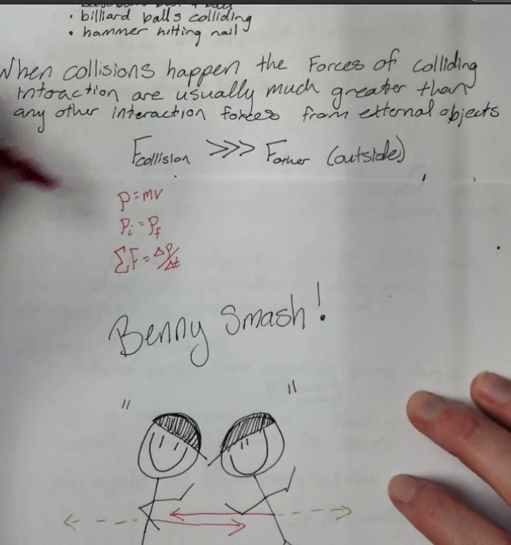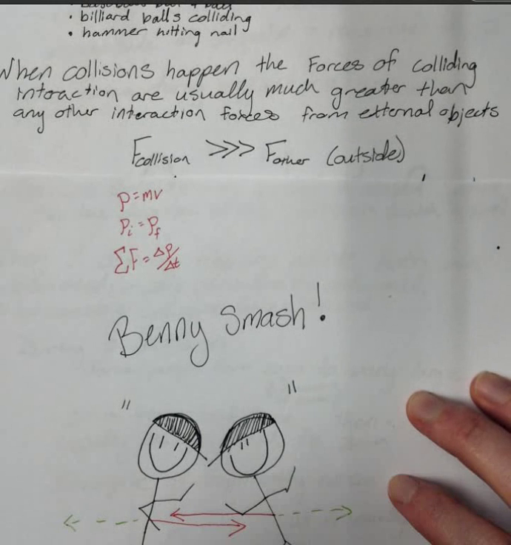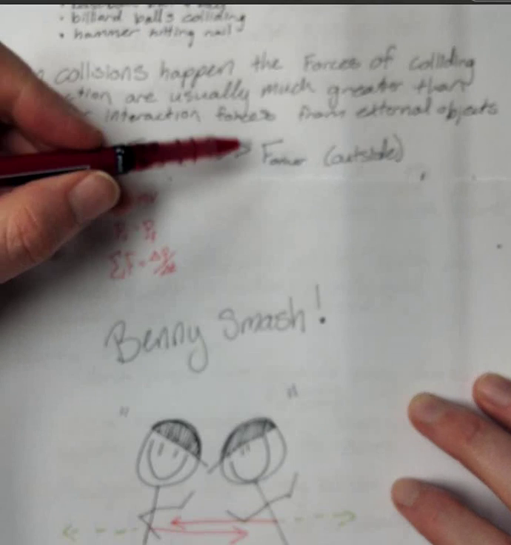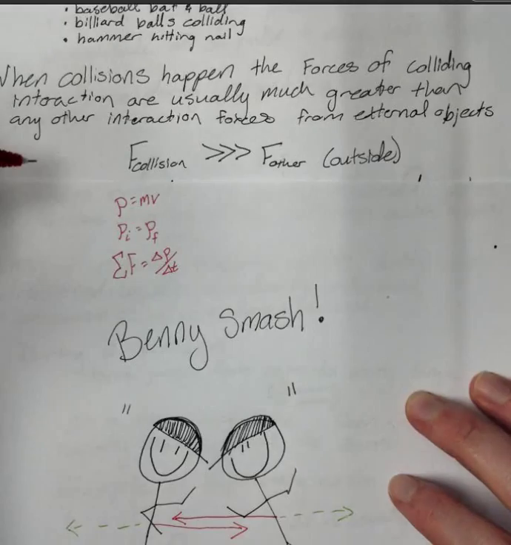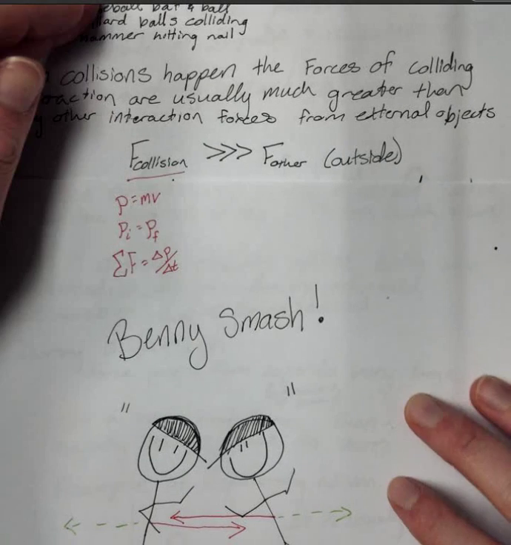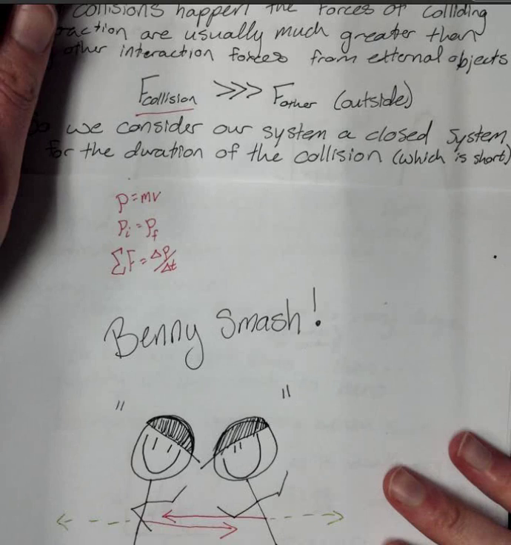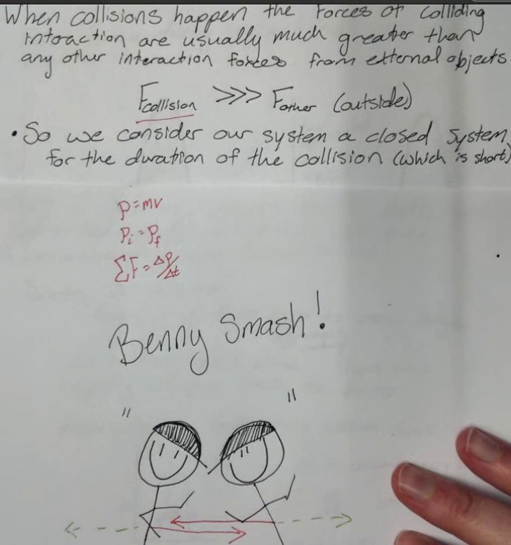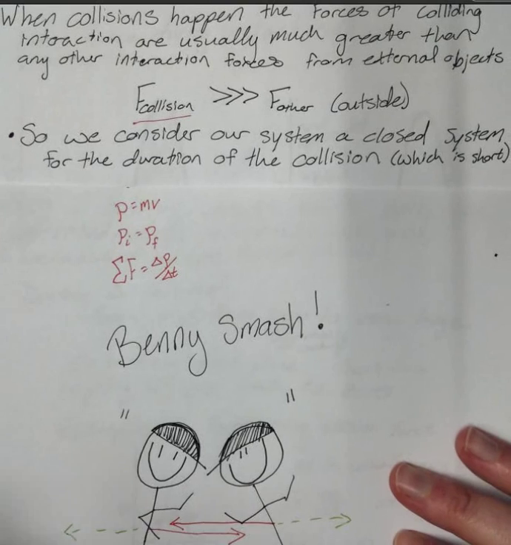That during a collision, since those forces of the two objects colliding are so much greater than the other outside forces, we can consider it a closed system, we can consider momentum conserved, and we can say that the average force in that situation is the force of the collision. Alright, so that's a closed system for the duration of the collision, and that's a very short duration.